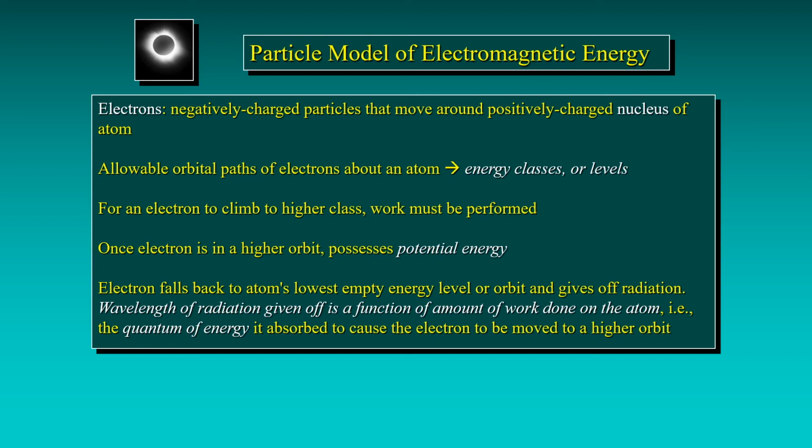After about 10 to the negative 8 seconds, the electron then falls back to the atom's lowest empty energy level or orbit, and it's going to give off radiation in that process. Okay. So the wavelength of the radiation that's given off is going to be a function of the amount of work that has been done on the atom. In other words, the quantum of energy it absorbed to cause the electron to be moved up to the higher orbit.